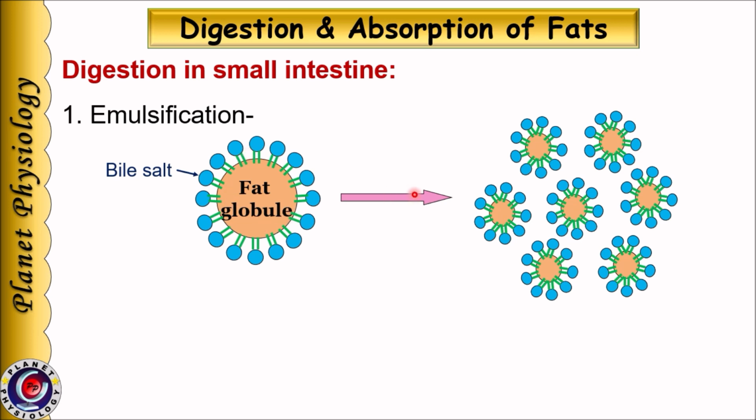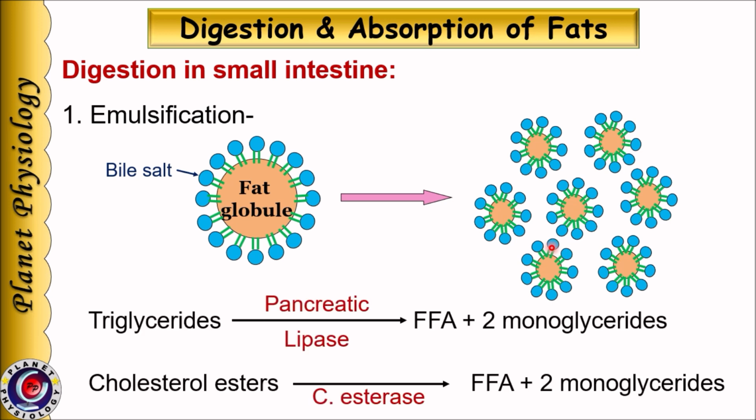These emulsified fats have low surface tension and hence they are easily broken down into smaller fat globules by the gastrointestinal motility. They are still surrounded by bile salts. Thus, the emulsification process increases the surface area available for fat digestion. This is essential because enzymes are protein in nature and hence are water soluble, while fats are water insoluble.